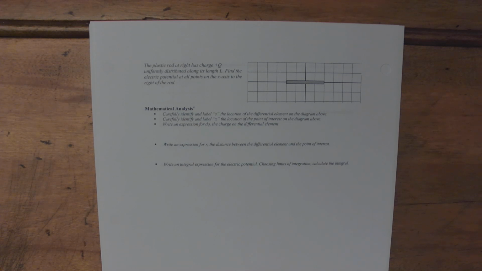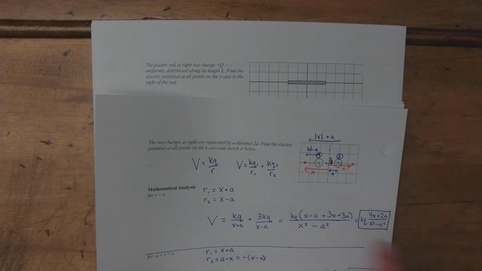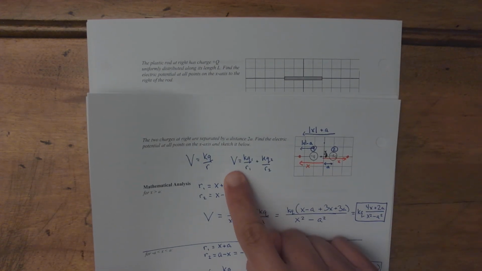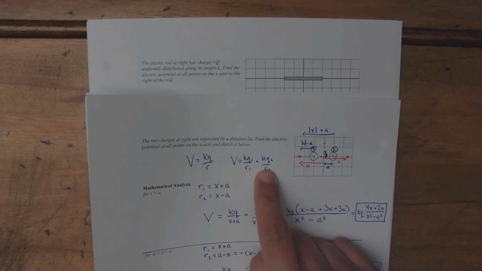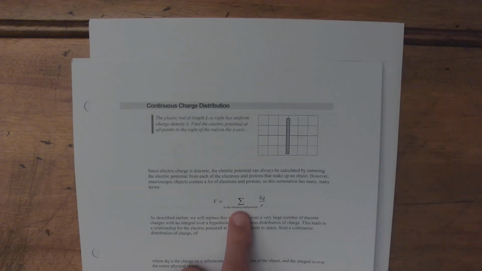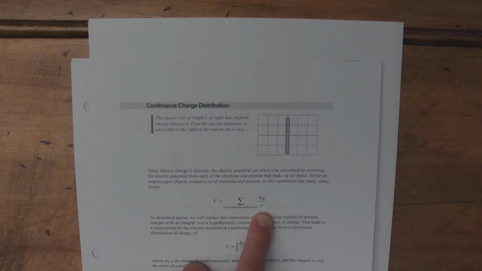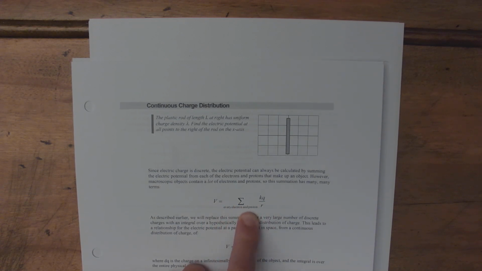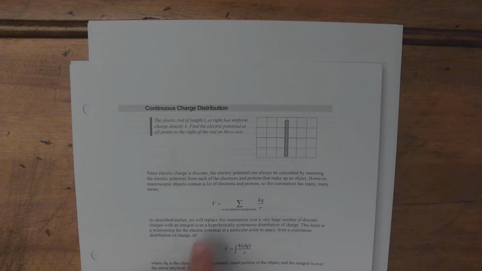This is problem 38 from electric potential. In the previous problem, which was problem 36, we saw that the net potential was equal to the potential from charge 1 plus the potential from charge 2. And in general, you could say the net potential is equal to the sum of the potential from each individual electron and proton. This is on page 7.